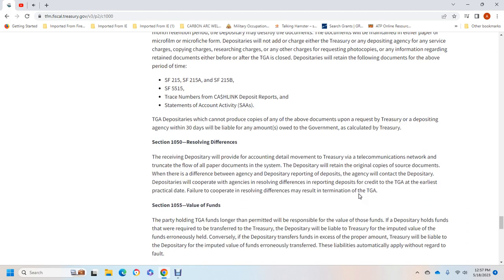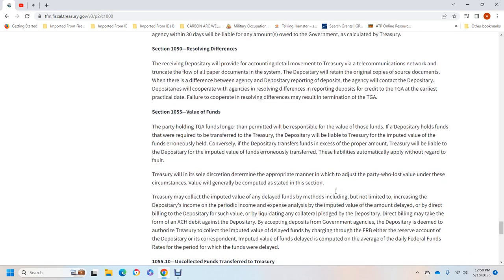1050, resolving the differences. Receiving the depositor provided the account of the detailed movement of the Treasury of the telecommunication item to file of the flow of all paper documents of the system. Depositor retain original copy source document. When there is a difference between the agency depositor reporting deposits, the agency will contact the depository. Depository will cooperate with the agency to resolve the difference, reporting deposits for credit with the Treasury General Account at the earliest practical date. Failure to cooperate in resolving the difference may result in termination of the Treasury General Account.